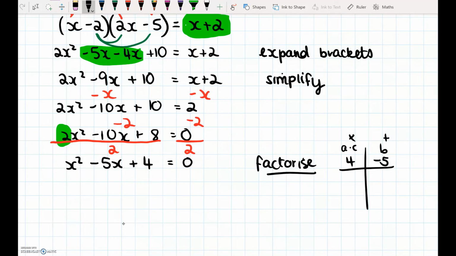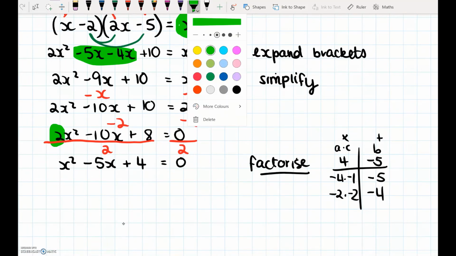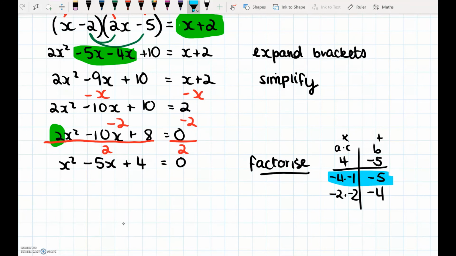Okay, because b is minus 5, we know we have a negative in there somewhere. And because a times c is positive, they either both have to be positive or both have to be negative to get a positive a times c. In this case, they're both going to have to be negative. So to get 4, we either have minus 4 times minus 1 or minus 2 times minus 2. Minus 4 plus minus 1 is minus 5, minus 2 plus minus 2 is minus 4. And so we were looking for the first one.